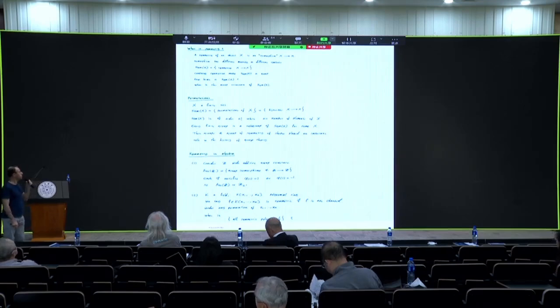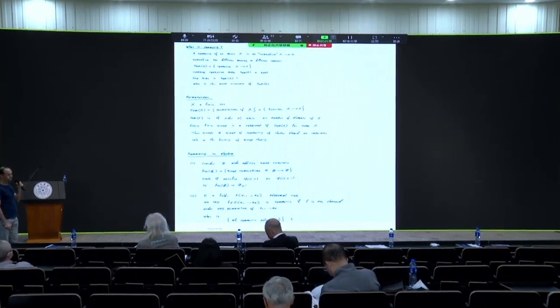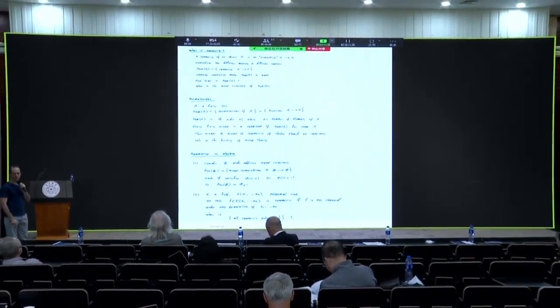In general, you could define symmetry as, so the text here is a bit small. I hope that you can read. Can you read this text?